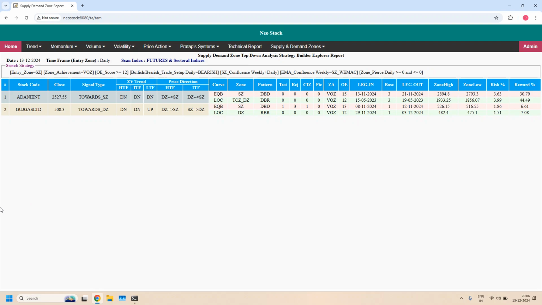So these 2 are even more high probability trade setup, monthly income trade supported stocks based on LTF, ITF and weekly, and weekly is having weekly EMA confluence.